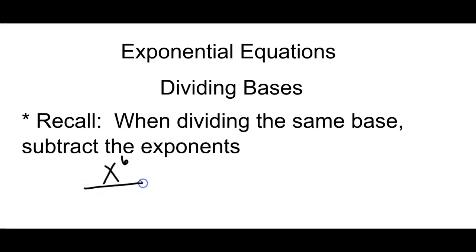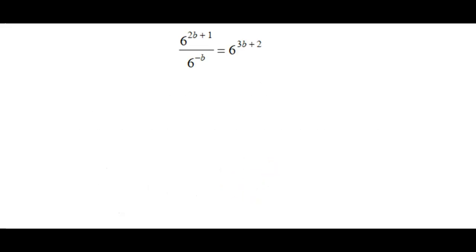So if I started off with something like x to the sixth, and I divided that by x to the fourth, this turns into x to the 6 minus 4. It's always the upper exponent minus the lower exponent. So this would give me x to the second power. For our equations, it's the exact same concept. So if your bases are the same, you're going to subtract your exponents when you're dividing the bases.